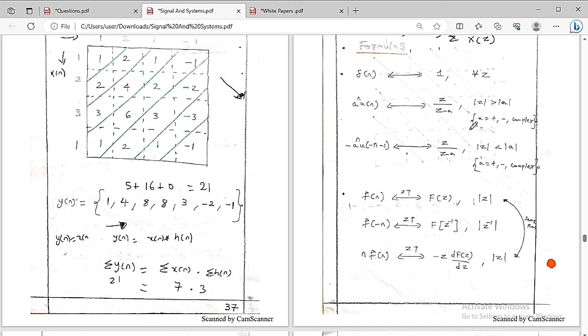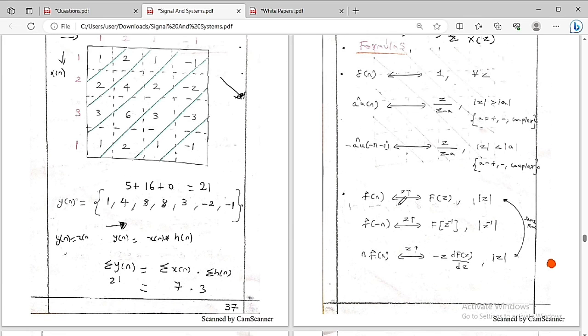So these things you always have to keep in your mind. a to the power of n into u of n has z transform z by z minus a with ROC mod z greater than mod a. Similarly, minus a to the power of n into u of minus n minus 1 has z transform z by z minus a with ROC mod z less than mod a, where a can be positive, negative, or complex.